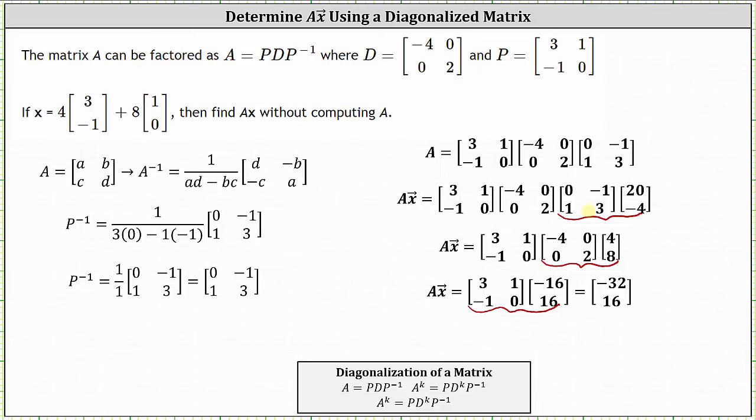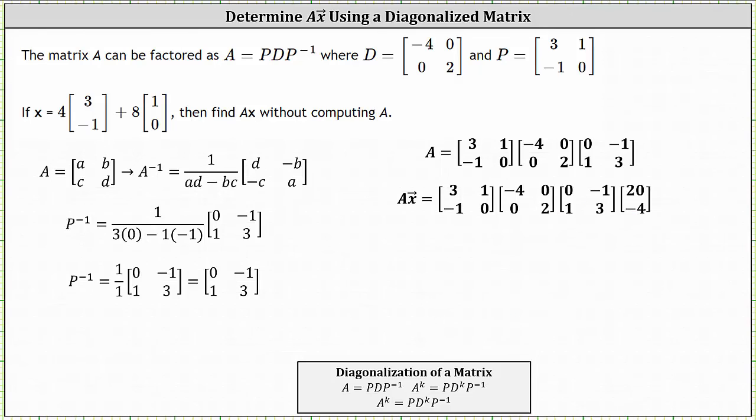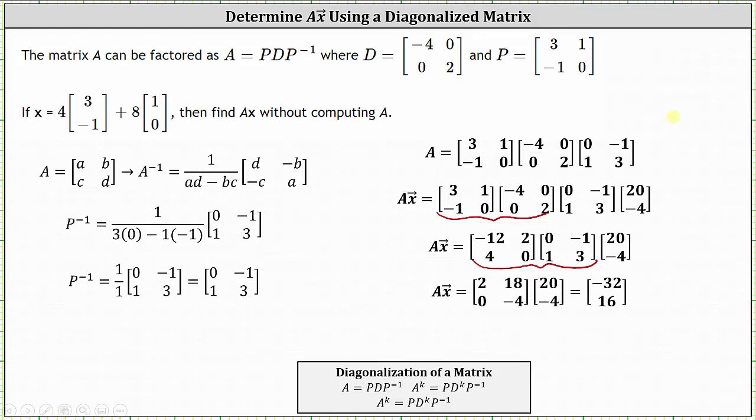but I also want to show we would get the same result if we multiply it from left to right. So again, starting with matrix A times vector x as P times D times P inverse times vector x, let's determine matrix P times matrix D, which gives us the matrix (-12, 2; 4, 0). And let's multiply this result by P inverse, which gives us the matrix (2, 18; 0, -4).